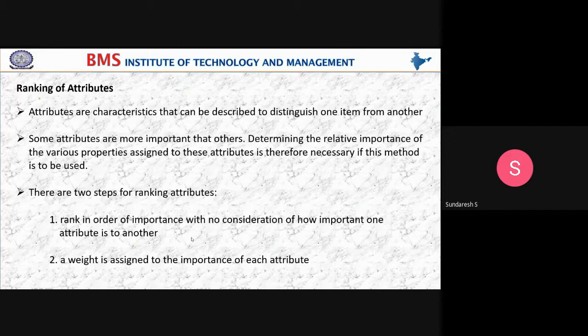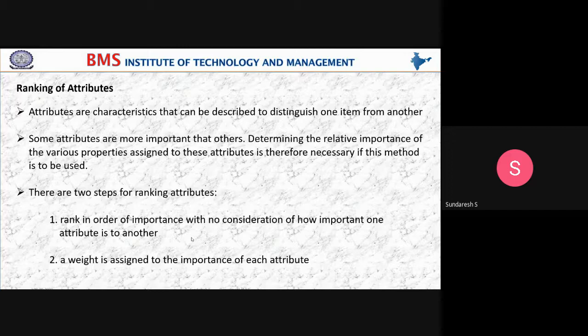In the sense, an attribute is nothing but just a characteristic, which you use to distinguish, if you describe how one item differs from the others, or is distinguished from the others. Such types of characteristics, we call attributes. Attributes are the characteristics that can be described to distinguish one item from another.